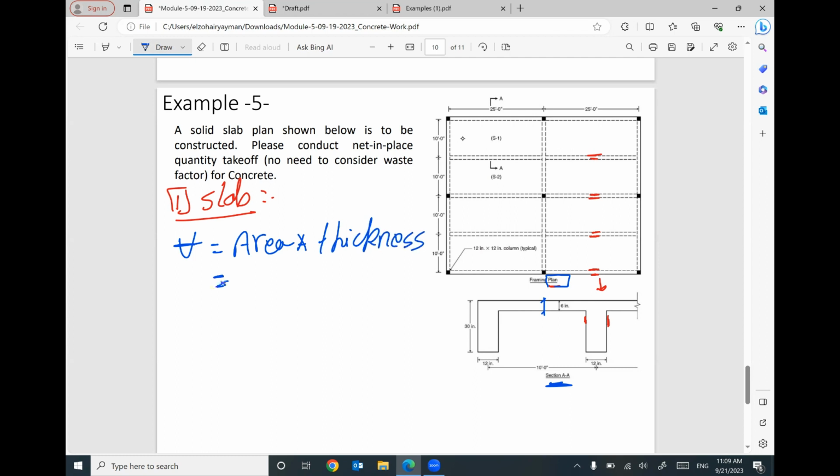The area of this slab, you have to read your dimensions carefully. This total length from here to here looks like around 50 feet. And the total distance from here to here looks like 1, 2, 3, 4 tens. So it will be 40 feet. So the area of this slab will be 50 feet.